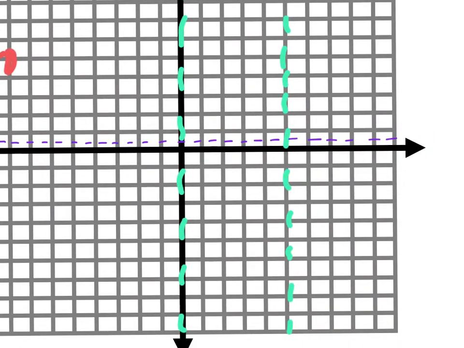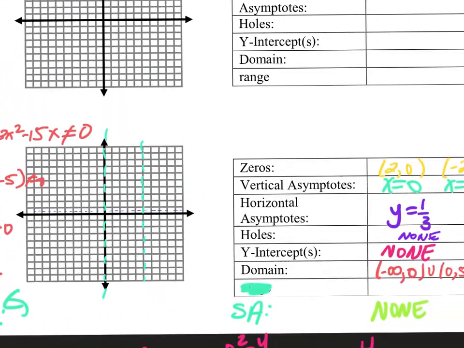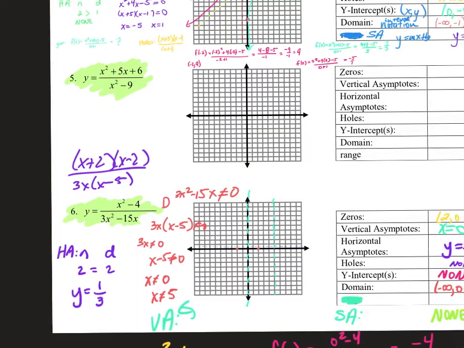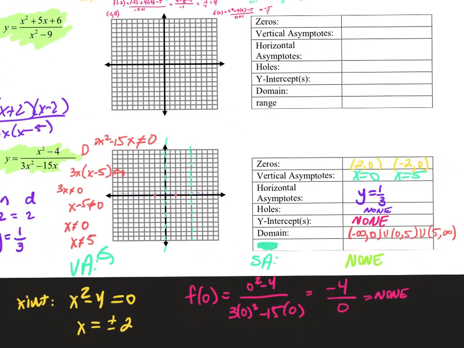Now let's plot our intercepts. I have intercepts at positive 2, 0 and negative 2, 0. Where was my y-intercept?